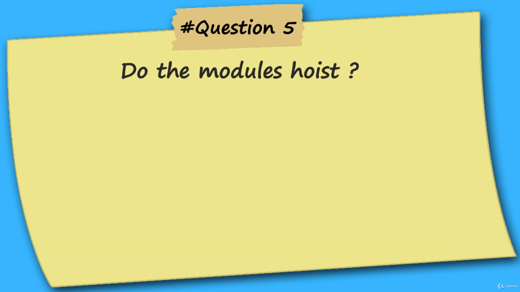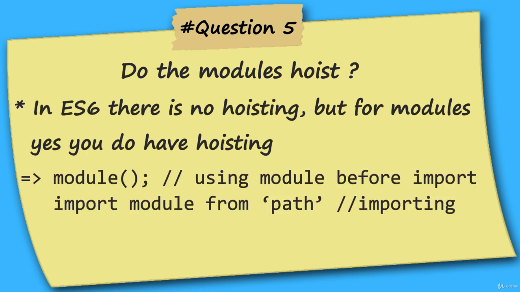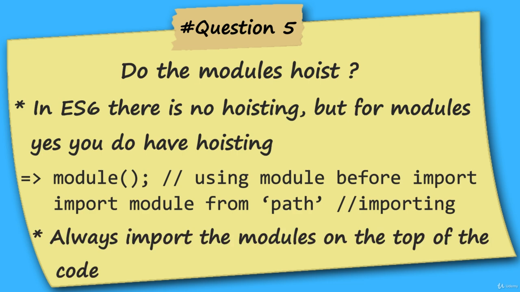The next question is, do the modules hoist? Well, in ES6 as such, there is no hoisting. But for modules, yes, you do have hoisting. So you can have a module like this which is used before the import statement is executed, and it is absolutely valid. So you do have hoisting with modules, though it doesn't make much sense as such, but as far as the behavior is concerned, it does happen. You ideally always import the modules on top of your code. You don't do it at a later stage.